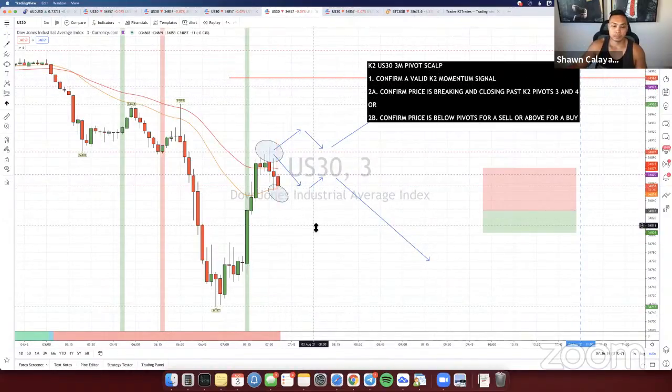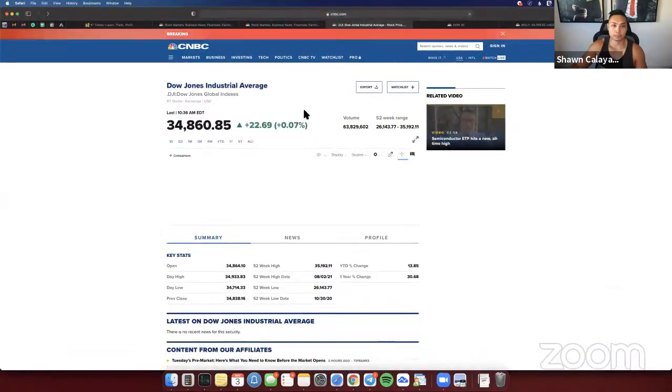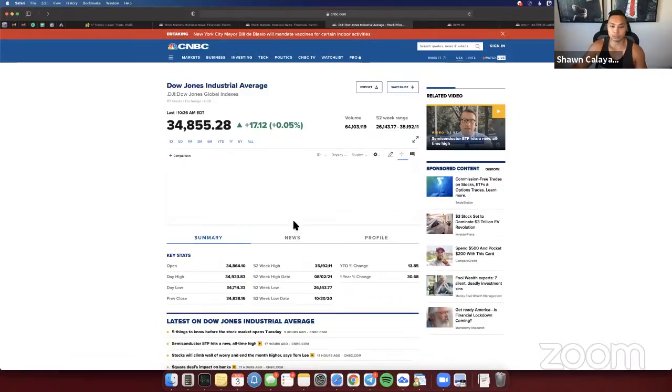So we got about 2 minutes left on this candle. Let's see what happens here. Looking at the fundamentals, looks like it's still right down the middle. It hasn't really shifted too much. It's kind of just right there.